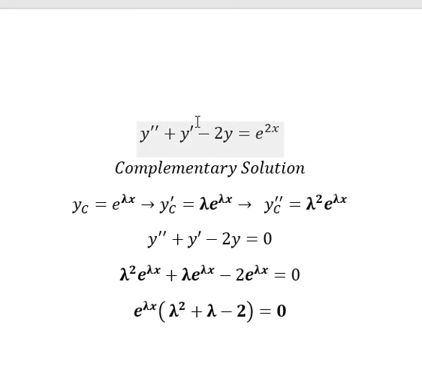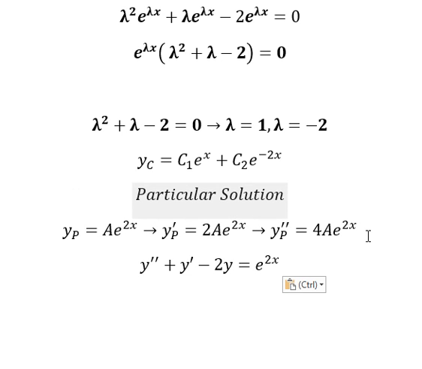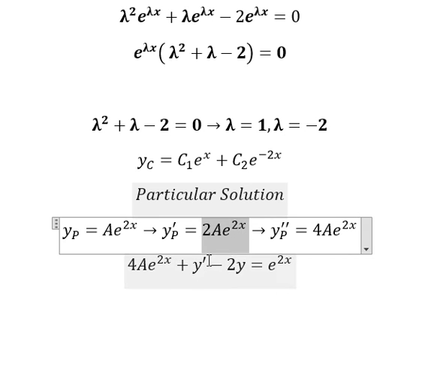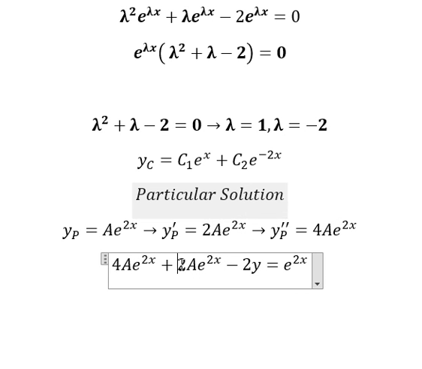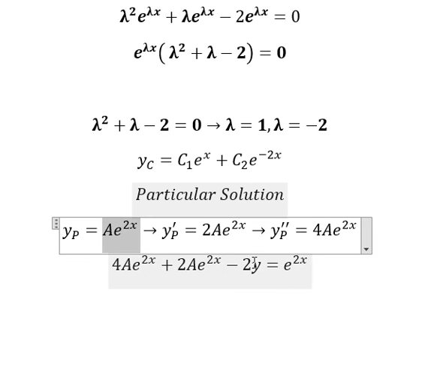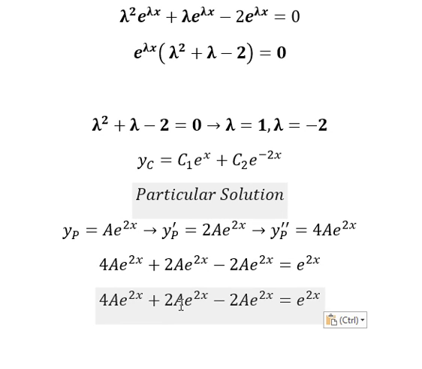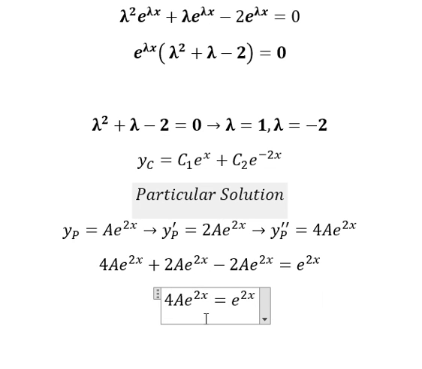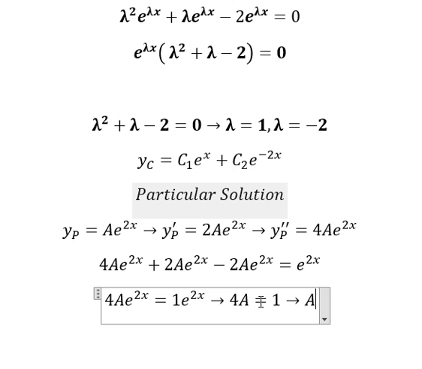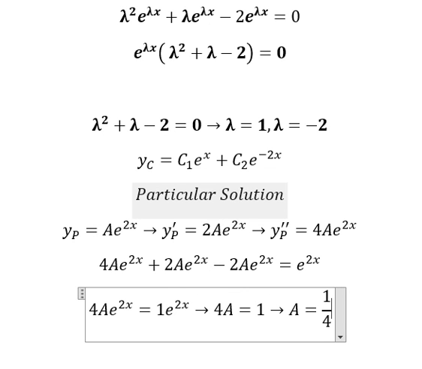Now we go back in here. This one I will put in here, this one I will put in here, and y we put in here. Now if we simplify, we have negative 2a and positive 2a, which cancel. So the coefficient of this one is number 1. That means 4a equals 1, so a equals 1 over 4.